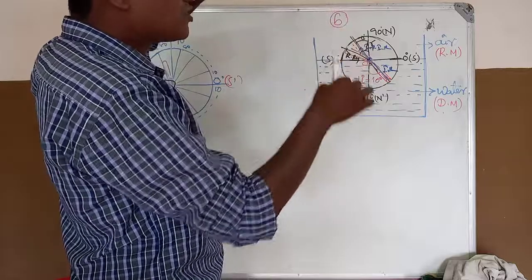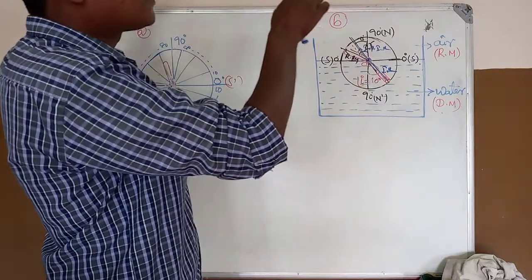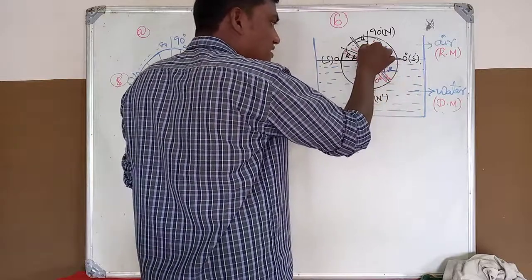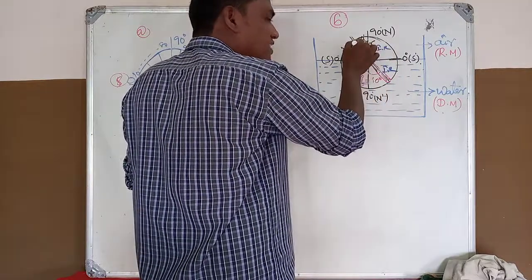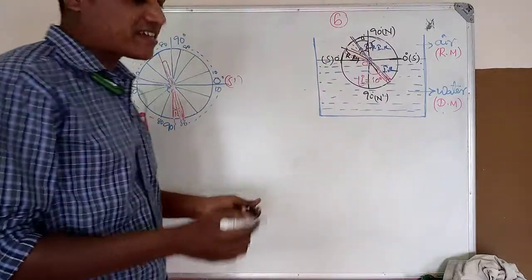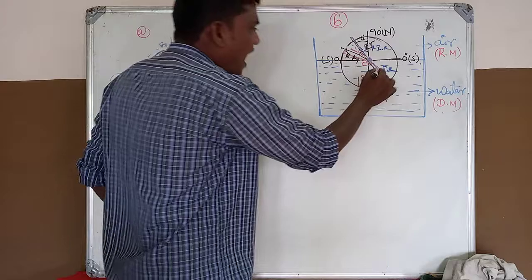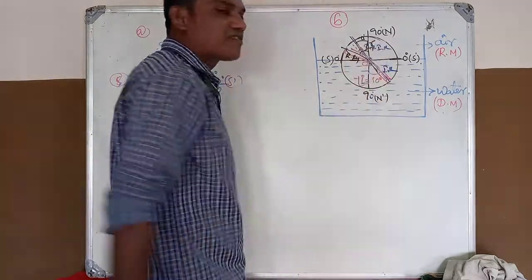So this represents the incident ray, and this represents the refraction. The straw which is inside the water represents the incident ray. The straw placed in the upper portion is the refracted ray. So this is the angle of incidence and this is the angle of refraction.